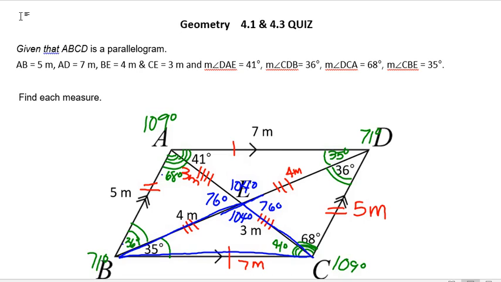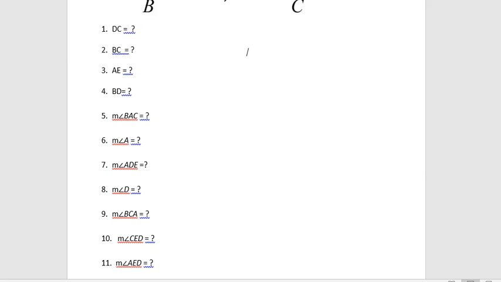So now we're going to go ahead and fill in our blanks. So DC was 5. BC was 7. AE was 3 because EC was 3. And BD was 4 plus 4, which is 8. Then angle BAC was the part that was at the top. It's 68 degrees. It's the bottom part of that angle A. Angle A was 109.